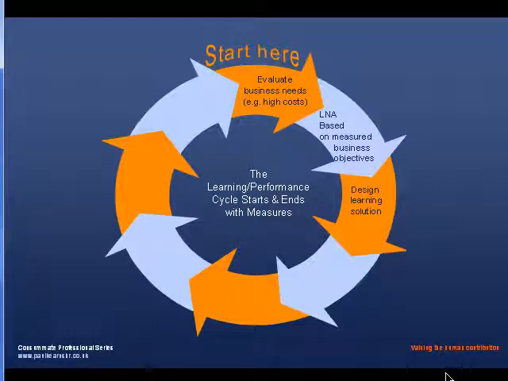Once you've established what the learning needs are, then you can start to design a solution. If the process is too expensive and that's why costs are high, then we're going to design a learning solution to look at the process and try and do something about it. Once we've designed the solution, then we deliver the solution. These are the basic steps that we've learned from the classical training cycle.